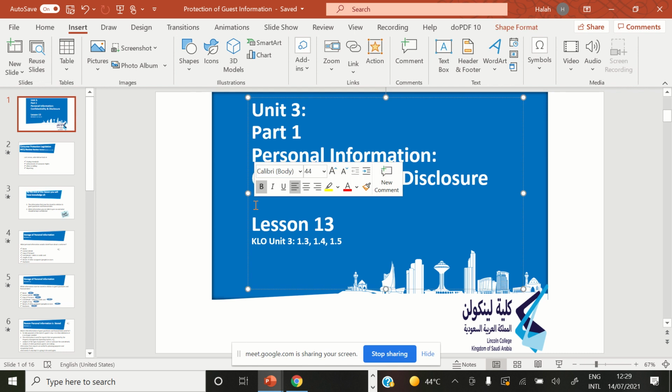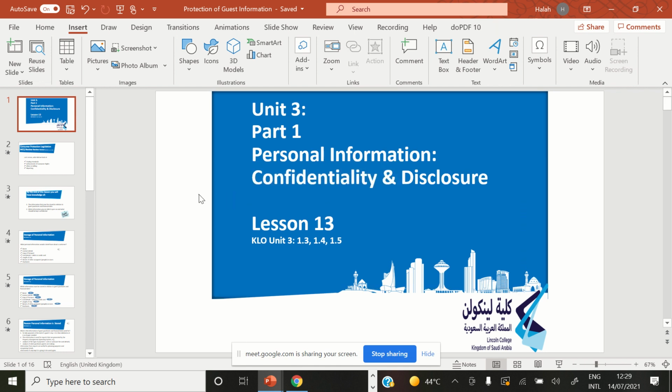So we are still in Unit 3, and we will try to finish the knowledge part of Unit 3. We will speak about the personal information, confidentiality, and disclosure. We will focus on which information a customer might share with a hotel, which information the hotel has to delete from their systems when the guest is gone, and which information the hotel has the right to keep for their use. So this is basically for today's lesson.